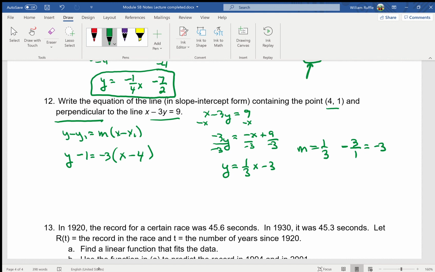So when I get here, I do y minus 1. I distribute my negative 3, so I get negative 3x plus 12. I got to add the 1 over here, so y equals negative 3x plus 13. And there's my formula in slope-intercept form. Again, my slope is negative 3, my y-intercept is 13.